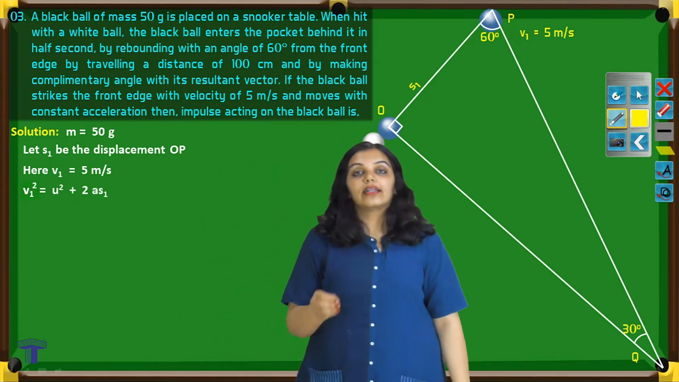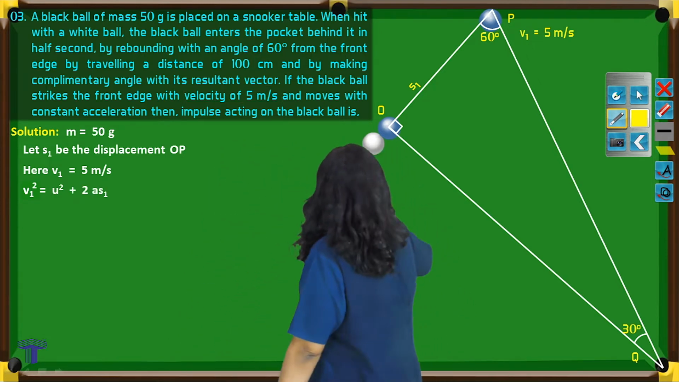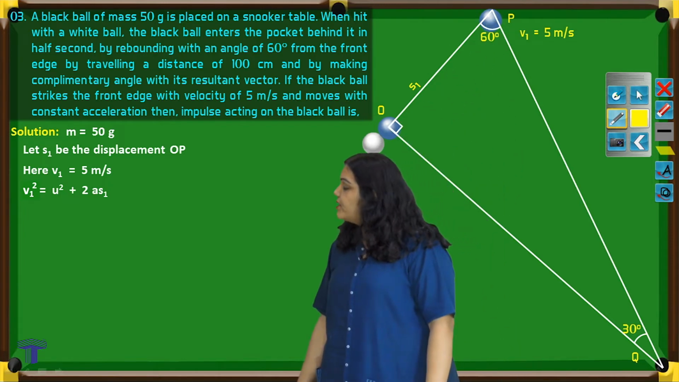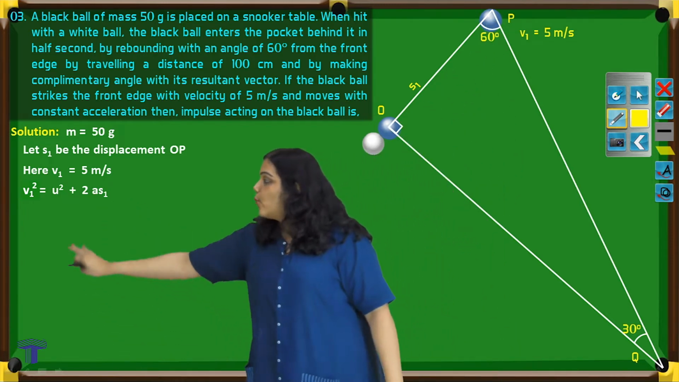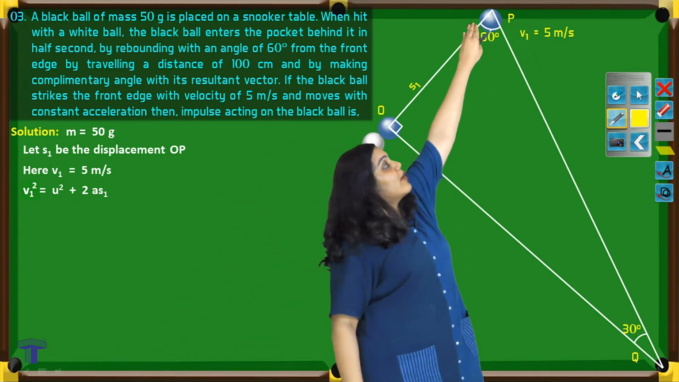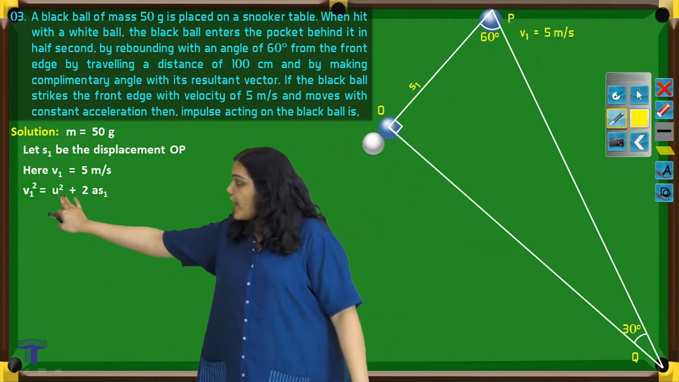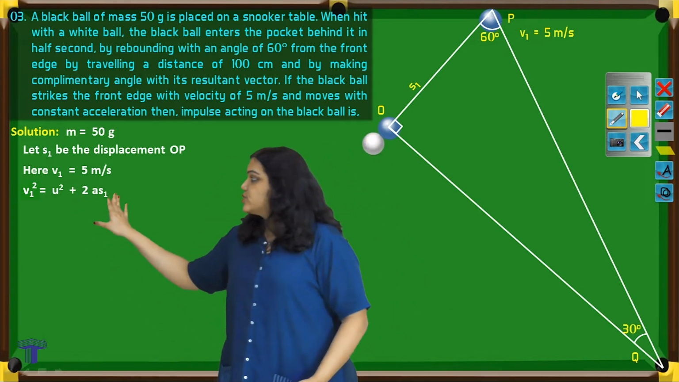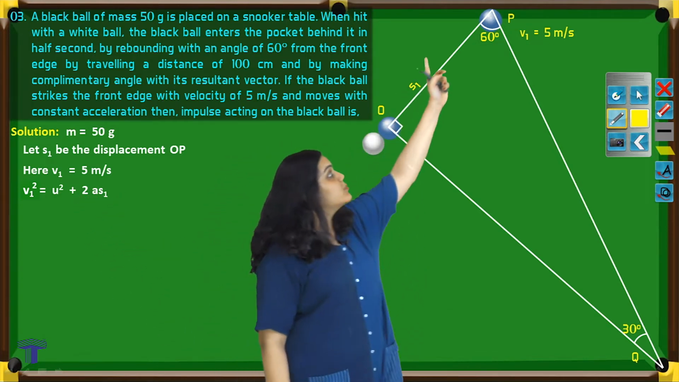So remember, I am analyzing the motion along the first part, that is along OP. And in the path of OP, I say that V1 square, where V1 is the velocity at the final point, is equal to U square, where U is the initial velocity at O, plus 2as1, where s1 is the displacement between OP.